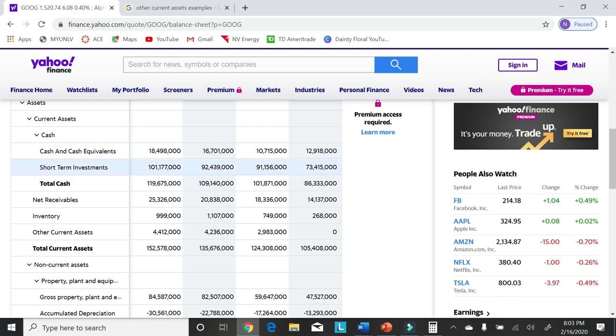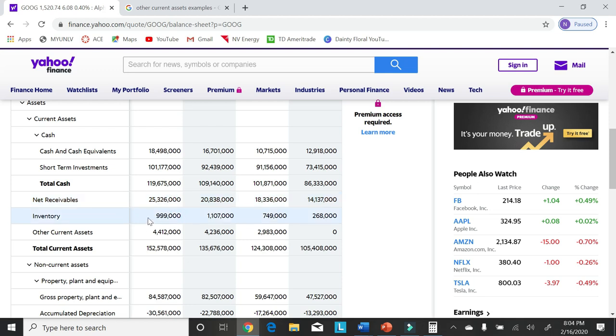So let's move on to short-term investments. Short-term investments could include CDs, money market accounts, treasury bills, any type of thing that is a short-term investment. And then when you go down, you see a ledger that says net receivables. What is a net receivable? A net receivable is anything sold, but the money hasn't come in yet. Google is owed $25 billion in net receivables.